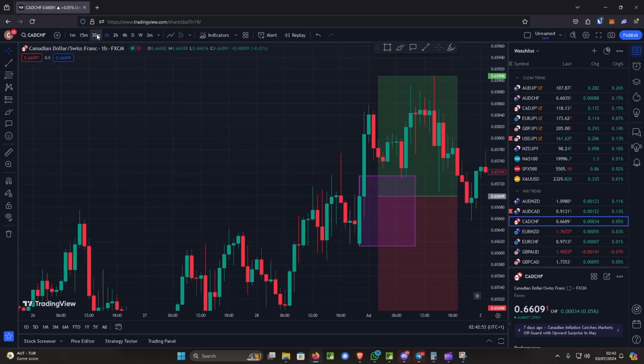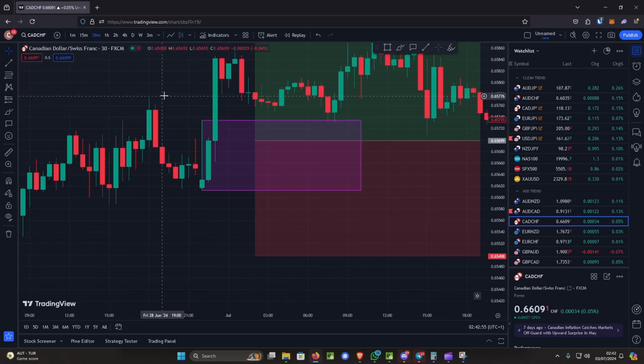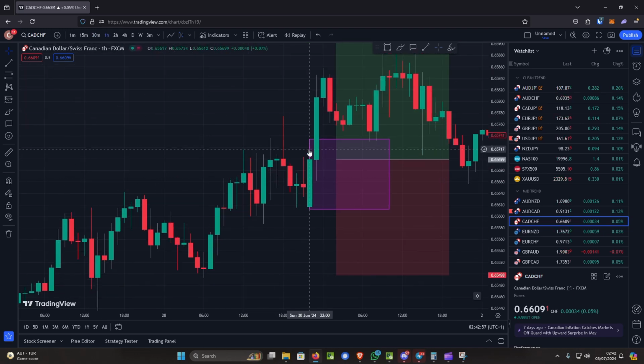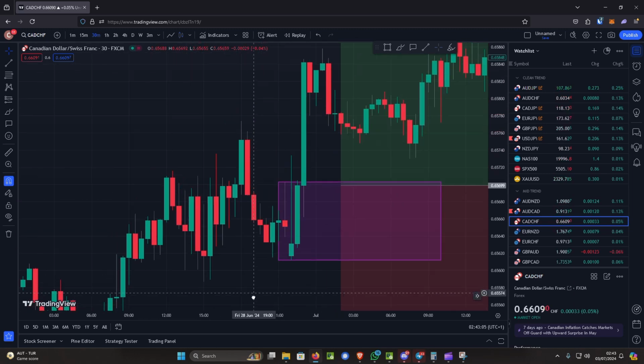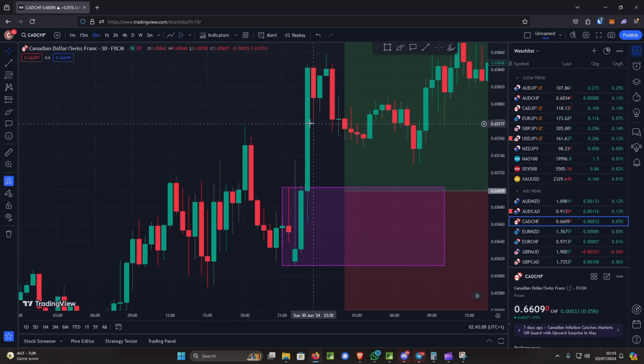So we go down to the 30 minute. Is there a better refinement? Oh, sorry. Let me just put it back on there. It's the 1 hour order block. We need to see, is there a refinement within this order block? Okay, there's not, but we see that the imbalance starts from here to here.